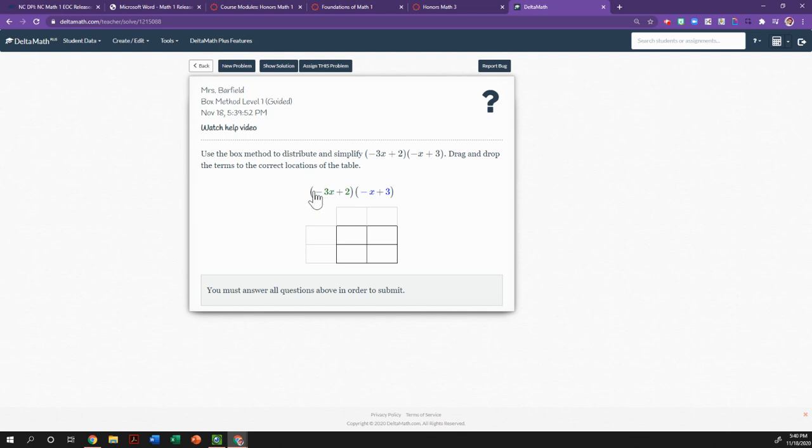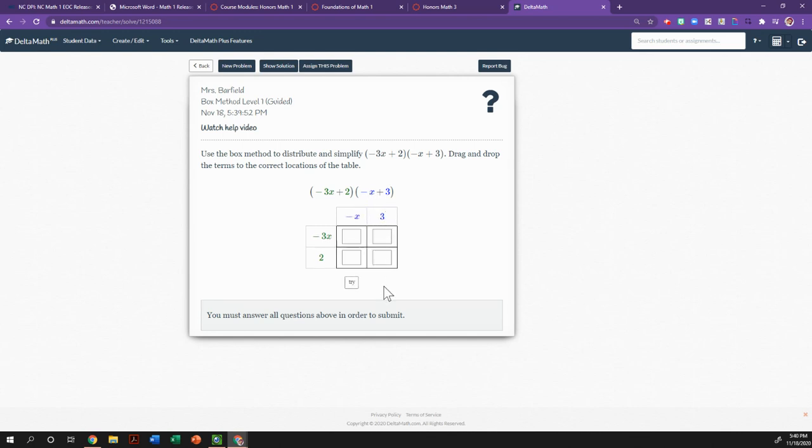So you're going to take the first set of parentheses, and you're going to take negative 3x and positive 2, and you're going to drag those here. Then you're going to take negative x, positive 3, and drag it here. And once you've done that, you can see the next step popped up.